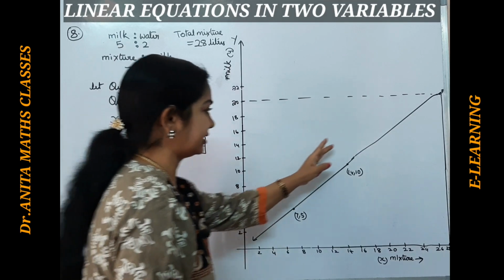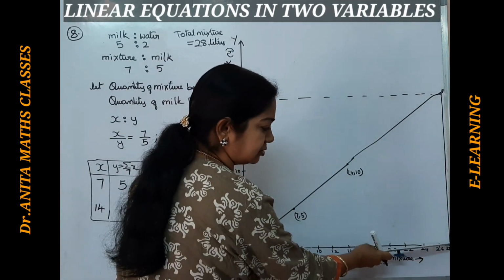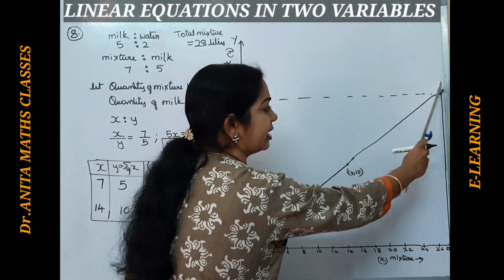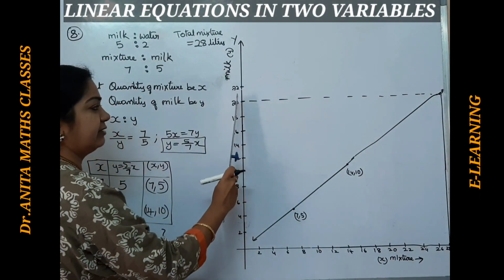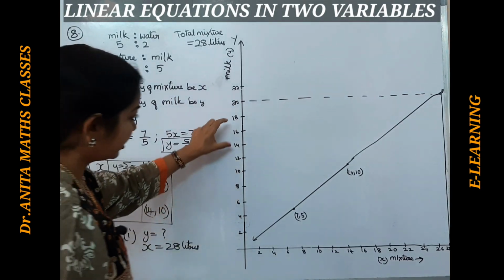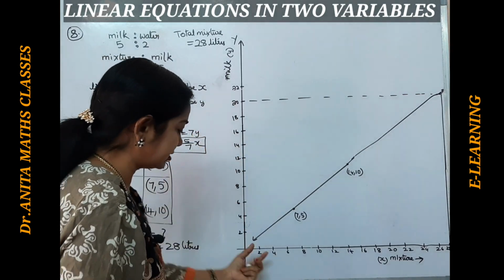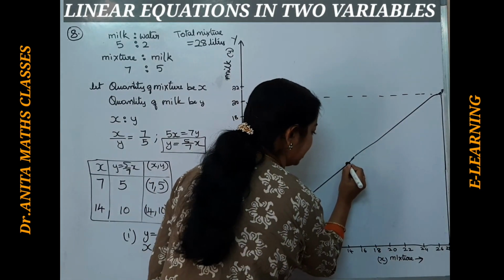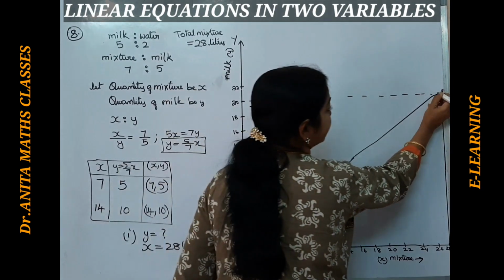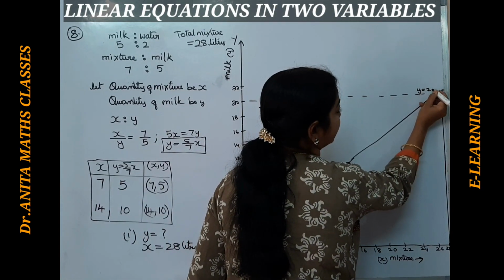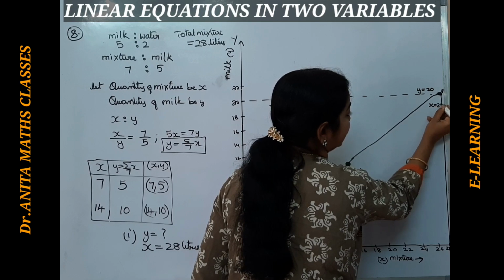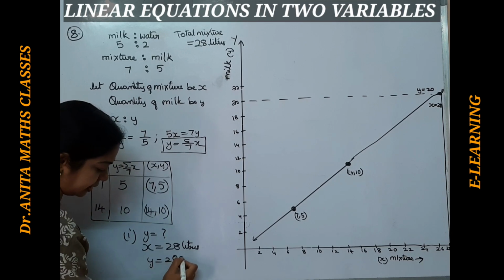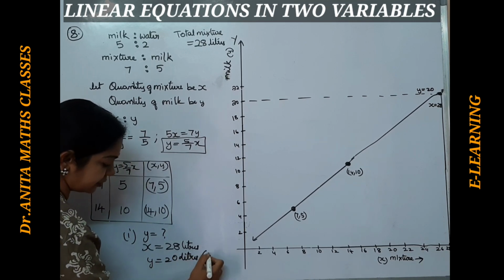In your graph sheet, when you draw a dotted line at 28, it will touch this straight line at some point. From there, if you draw a dotted line to the y, it will exactly touch 20. Because this part is not equal, this is all estimated, isn't it? So likewise, we are not getting exactly this point and this point. And here you get y as 20 when x is 28. So from the graph, y equal to 20 liters.